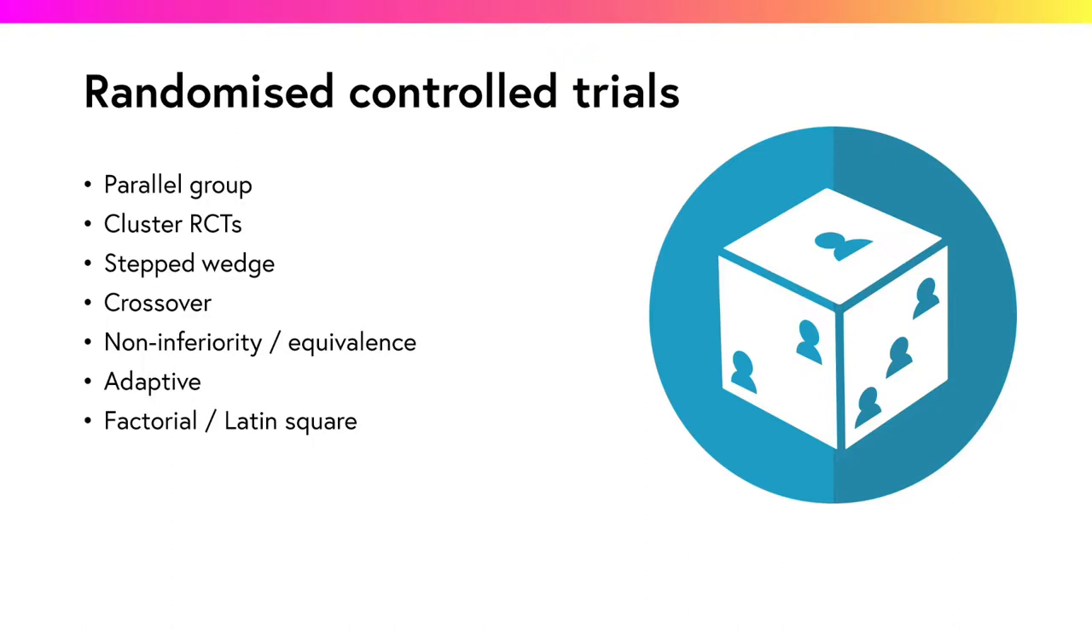The stepped wedge trial is increasingly being used to evaluate health service interventions and is a variant of the more standard parallel cluster RCT. Initially, no clusters receive the intervention. Then, at regular intervals, the steps, randomly selected clusters are chosen to cross over to the new intervention until all clusters are receiving the intervention. Other types of RCT are also available. You may want to familiarize yourself with them in your own time.